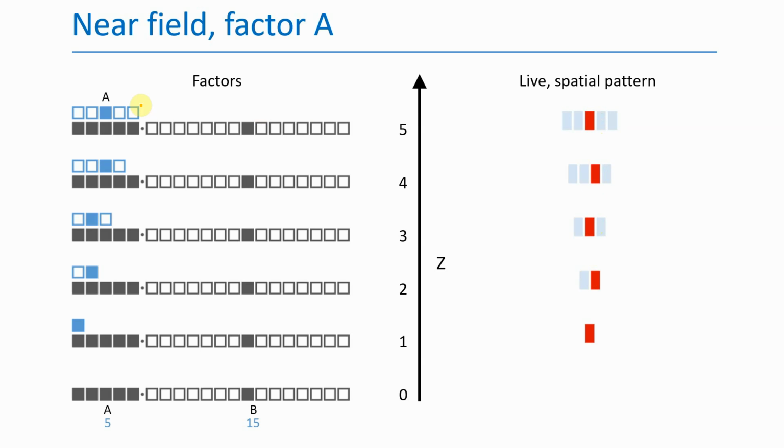At z equals 5, live factor A is now fully formed at size 5, and it cannot grow any further. Instead, a transition occurs in which live factor A stops growing and live factor B begins growing.